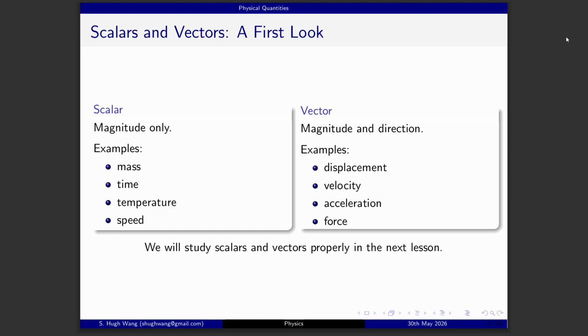Before we go deeper into units, let us briefly introduce two types of physical quantities: scalars and vectors. A scalar quantity has magnitude only. Magnitude means size or amount. Examples of scalar quantities include mass, time, temperature, and speed. A vector quantity has both magnitude and direction. Examples of vector quantities include displacement, velocity, acceleration, and force. For this lesson, you only need the basic idea. Some quantities need only a size, while others also need a direction. We will study scalars and vectors properly in the next lesson because this distinction becomes very important in mechanics.